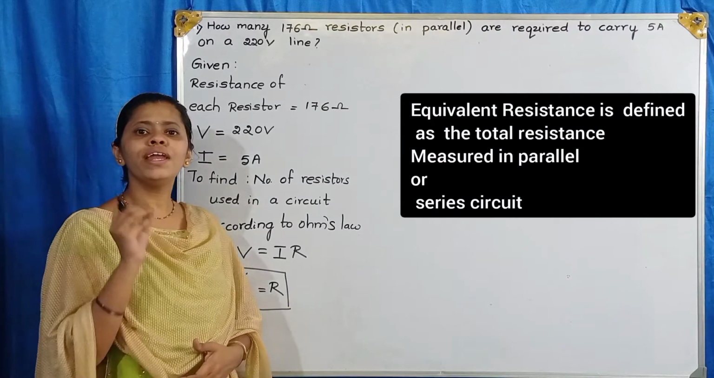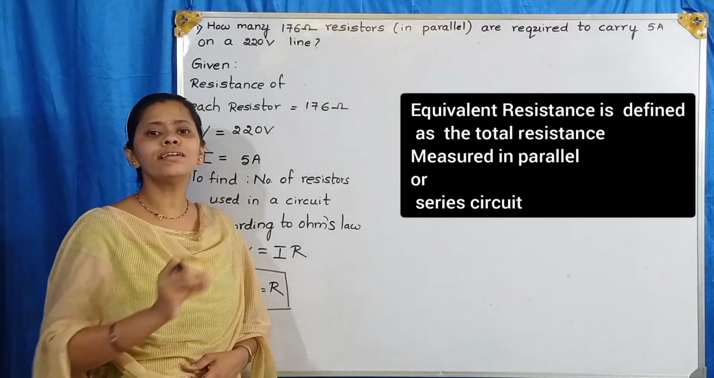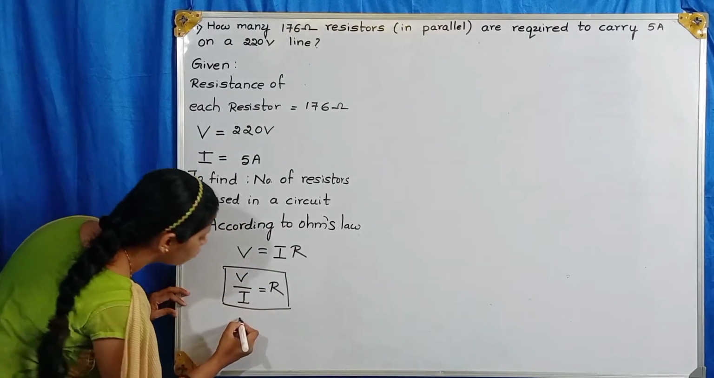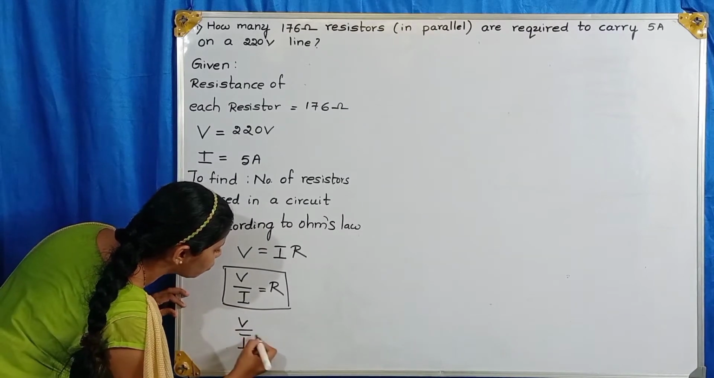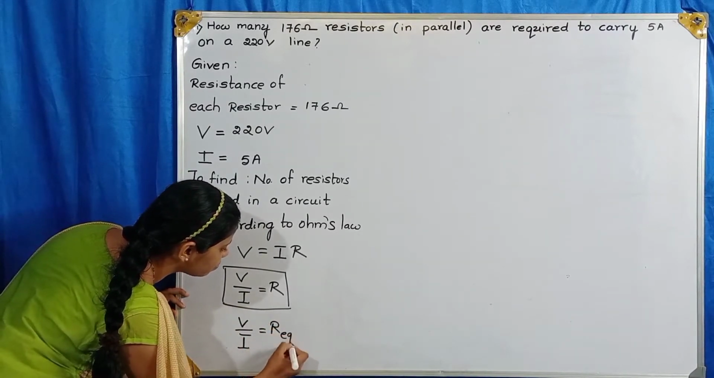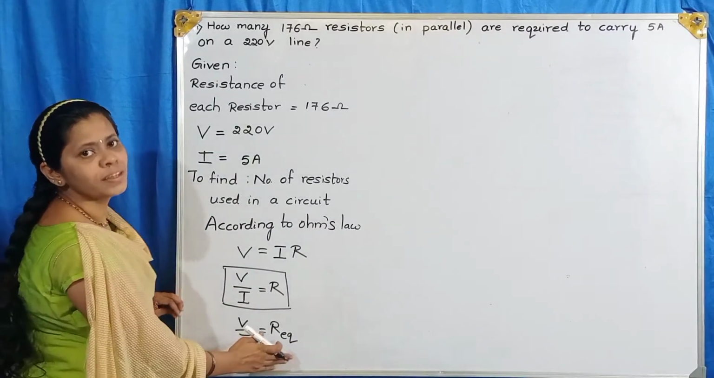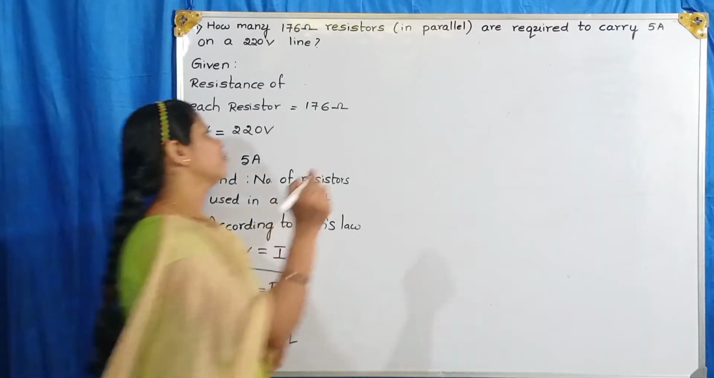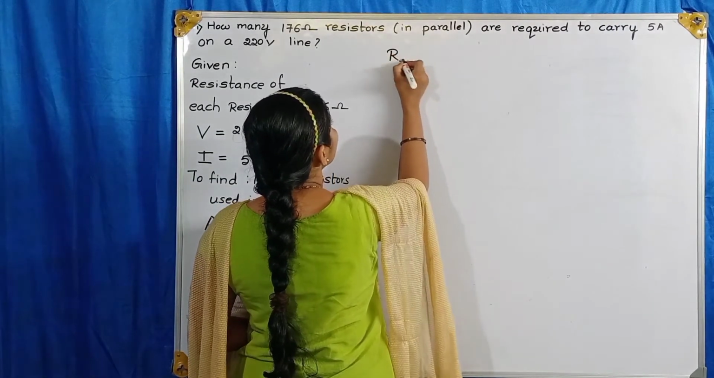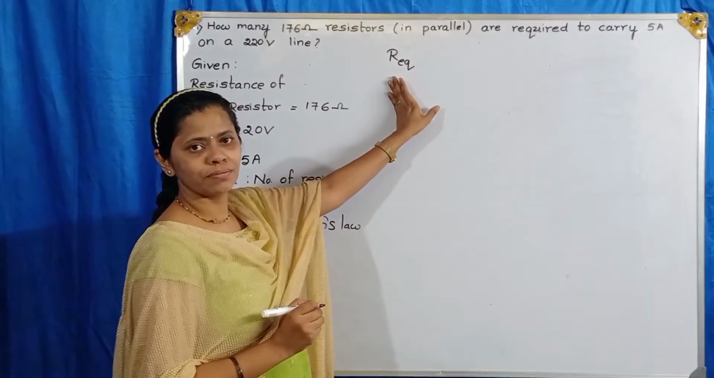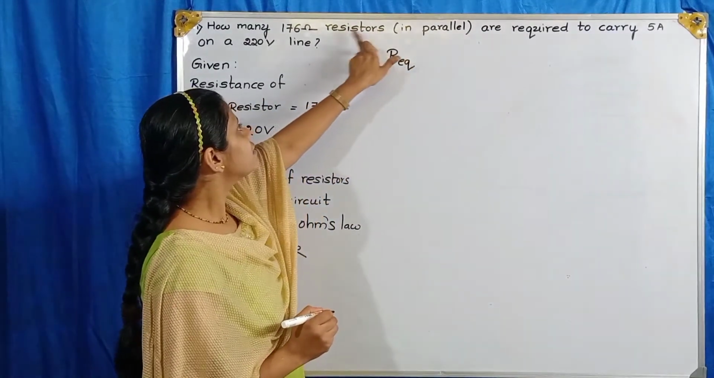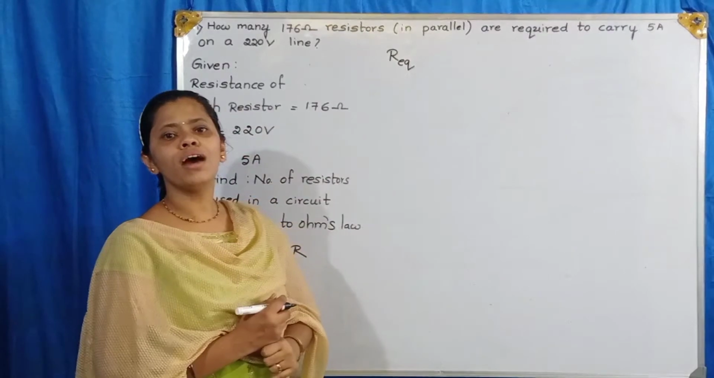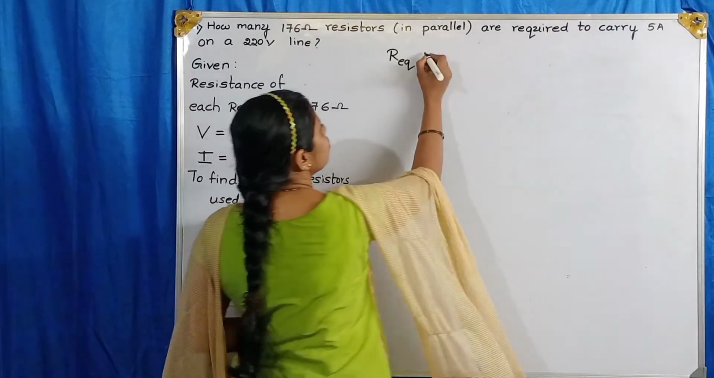Listen here, equivalent resistance means it is the total resistance used in the circuit. Therefore, V by I is equal to R equivalent. R equivalent means what? It is the total resistance of the circuit. So, now first let's find out the R equivalent. See here, the resistors are connected in parallel, isn't it? Then, what is the formula to find out the R equivalent?